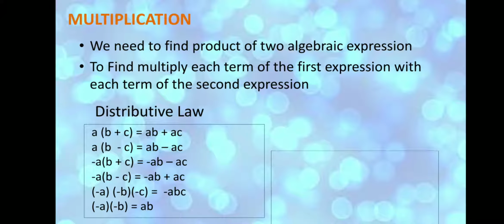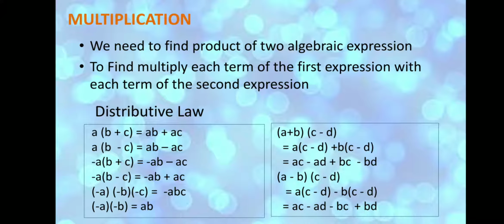Okay, now let's go with binomial by binomial. So now if you have (a plus b) into (c minus d), how are you going to do it? Both a and b will be multiplied by c minus d. You will do it as a into (c minus d) plus b into (c minus d), which will change to AC minus AD plus BC minus BD. So if you have sums like this, you'll solve it like this.